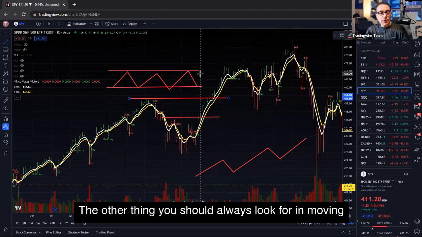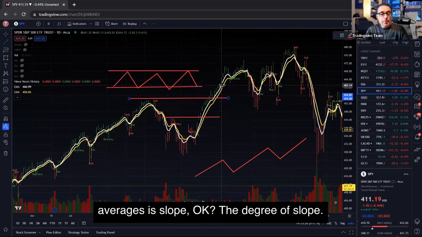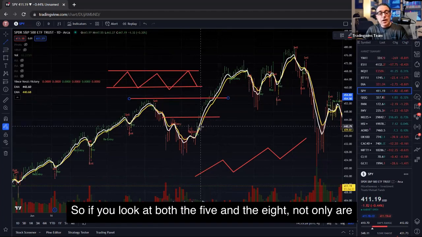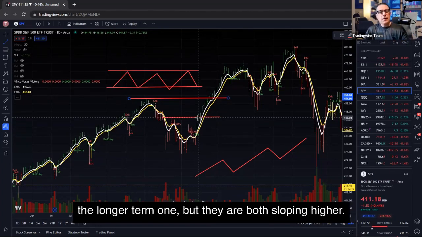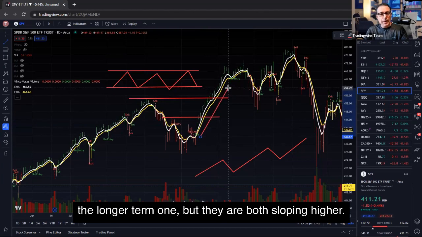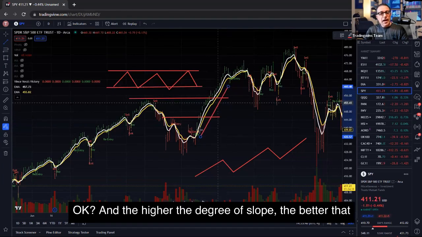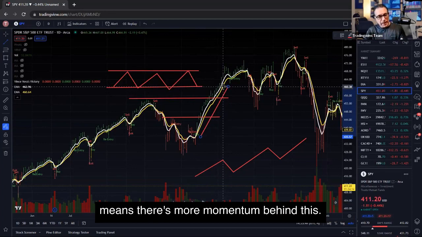The other thing you should always look for in moving averages is slope, okay? The degree of slope. So if you look at both the 5 and the 8, not only are they in the right order, right? The shorter term one above the longer term one, but they are both sloping higher, okay? And the higher the degree of slope, the better. That means there's more momentum behind this.